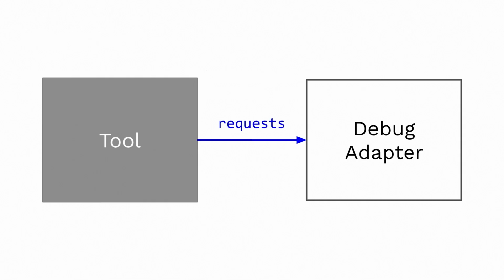What this looks like is a tool like VS Code will send requests to the debug adapter, like launching, or what variables are in scope, or what threads are available. And the debug adapter will in turn update the tool with what's happening with the process by sending events, like telling the tool that the program has stopped because it hit a breakpoint.